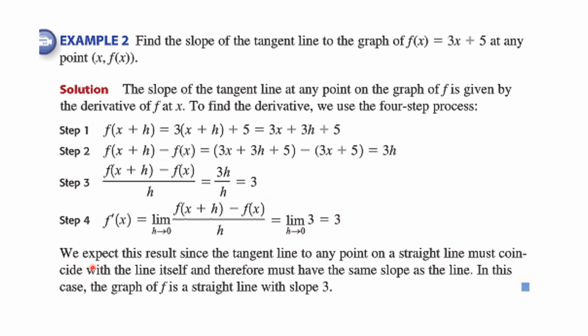Now we actually should have expected this result, since the tangent line to any point on a straight line must coincide with the line itself and must have the same slope as the line, and the slope of this line is 3.